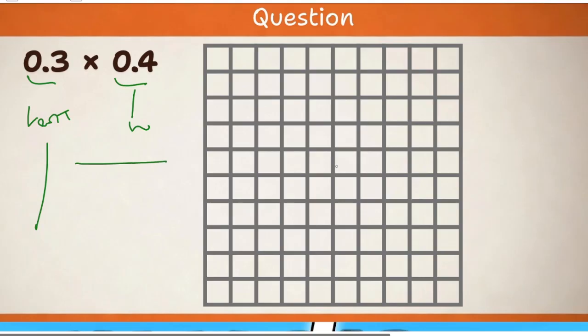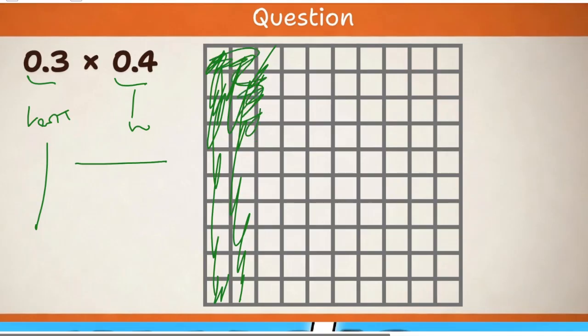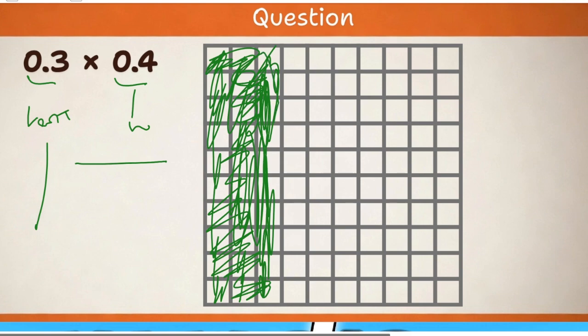Let's do this together. So this is 0.3. So that means this is 1/10. From up to down here is 1/10. When we take the second one, it becomes 2/10. When we take the third one, it becomes 3/10. So let's shade this like this. This is 3/10. And now let's move to the second decimal that we want to use to multiply.